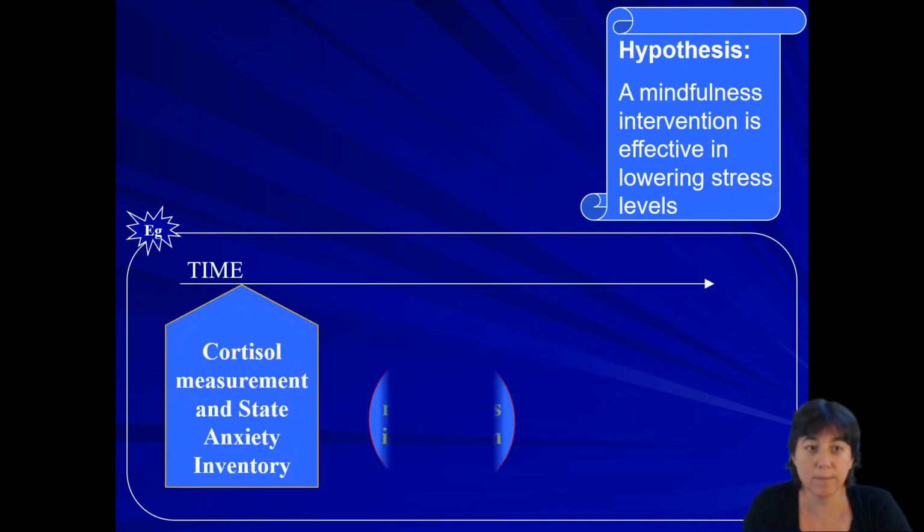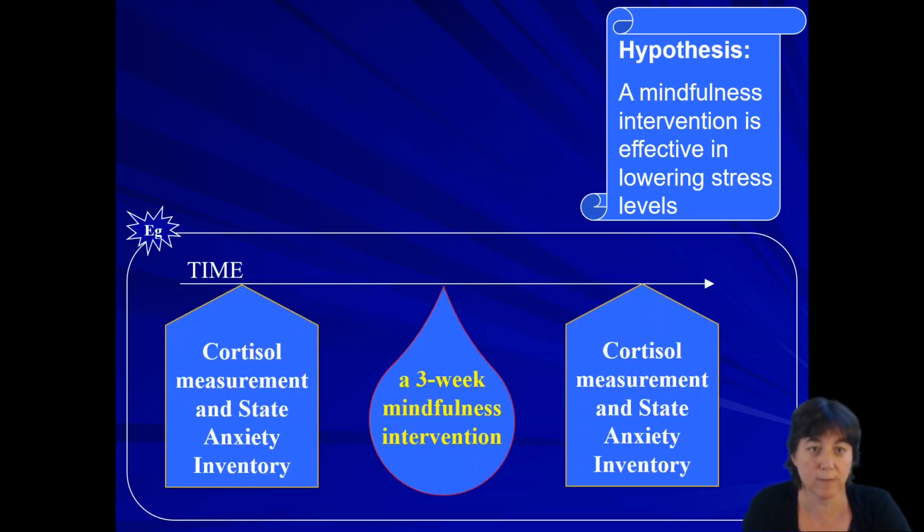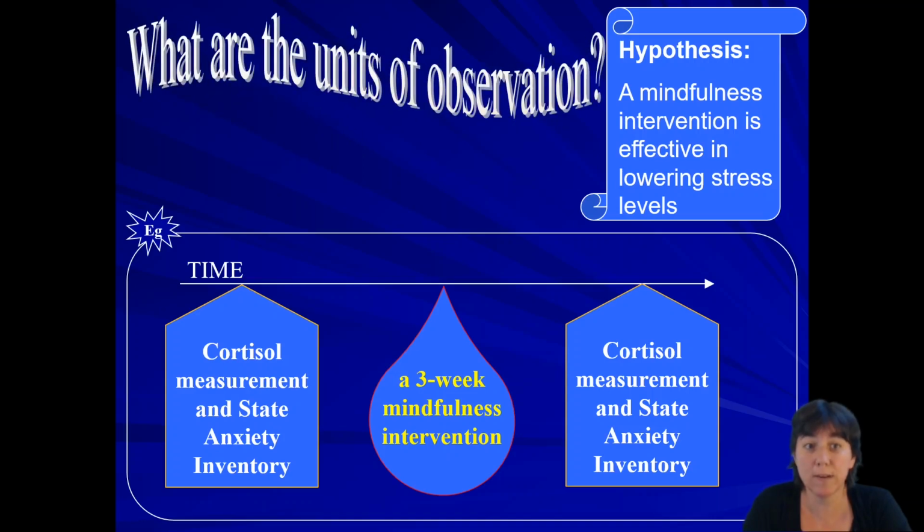How will I do it? I will set a time course and I will measure cortisol levels and state anxiety based on a self-report before a 3-week mindfulness intervention in a group of people, let's say students, and I will also measure the same thing after a 3-week intervention. Question: what are the units of observation? This is always the first question that you have to put to yourself. So, guess?